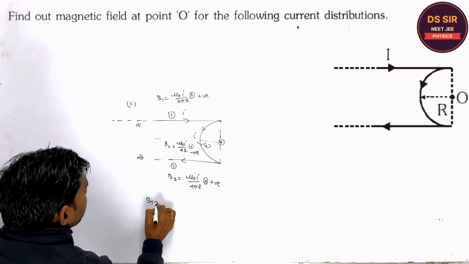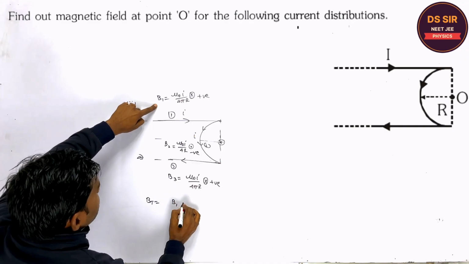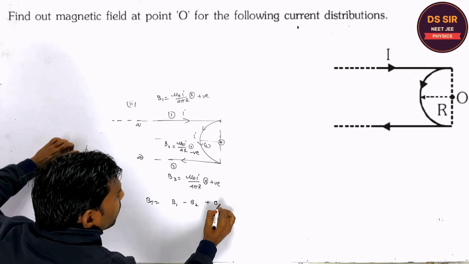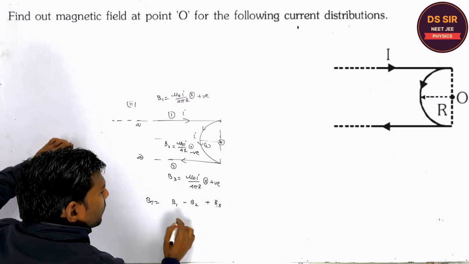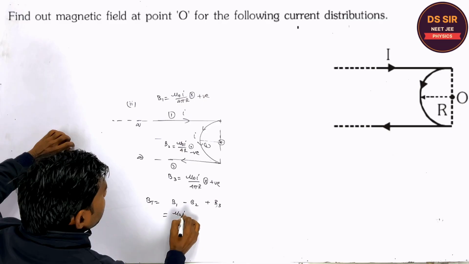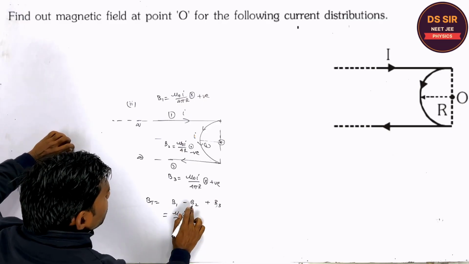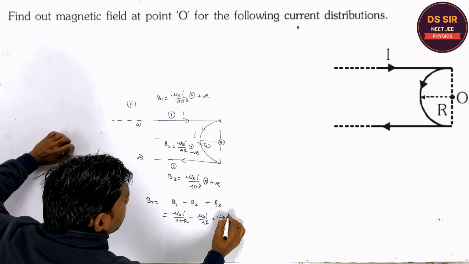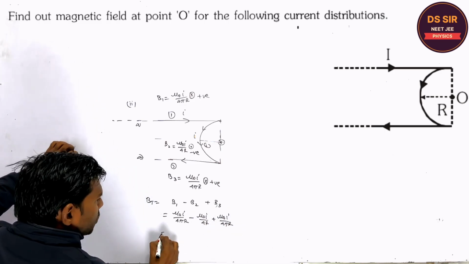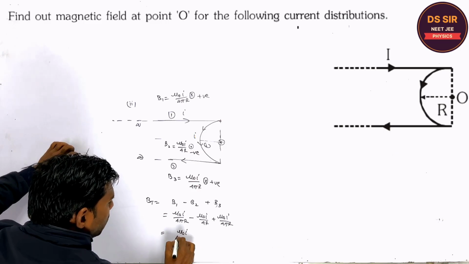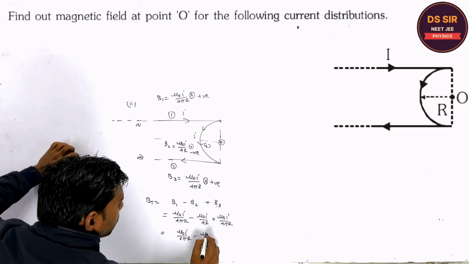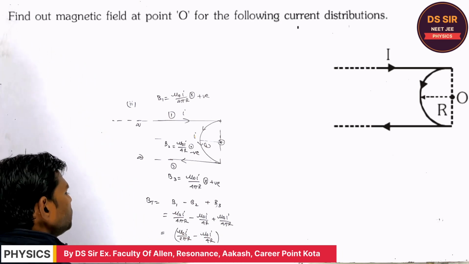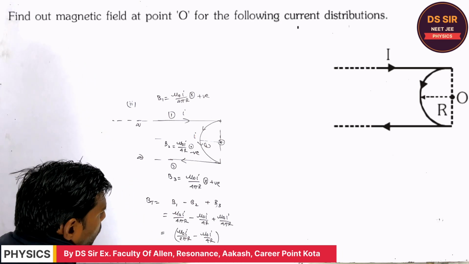So the total magnetic field is what? B1, right, plus minus B2, right, plus B3. Are you getting or not, Yutal? Right. So B1 is mu naught I upon 4 pi r. B2 is what? Mu naught I upon 4r. B3 is mu naught I upon 4 pi r. So it is mu naught I upon 2 pi r, minus mu naught I upon 4r. Is it clear or not, Yutal? Yes. Right. So this is the thing.